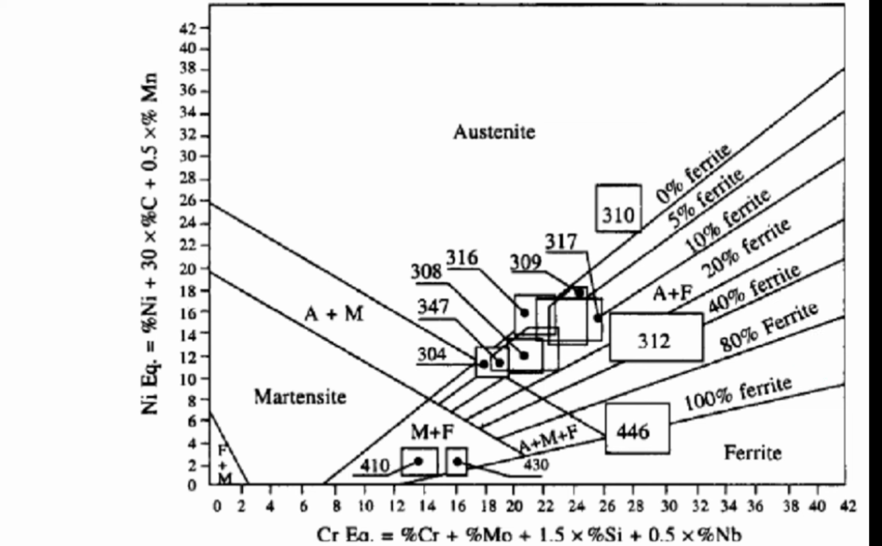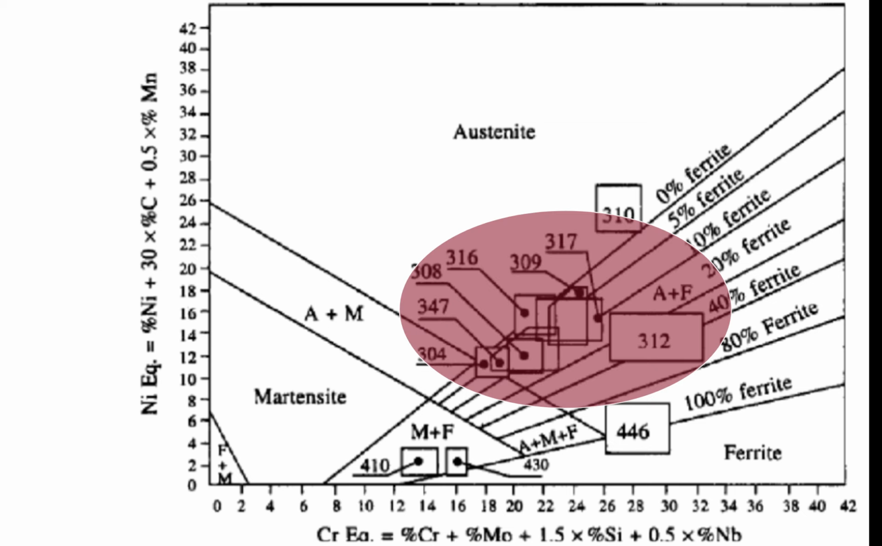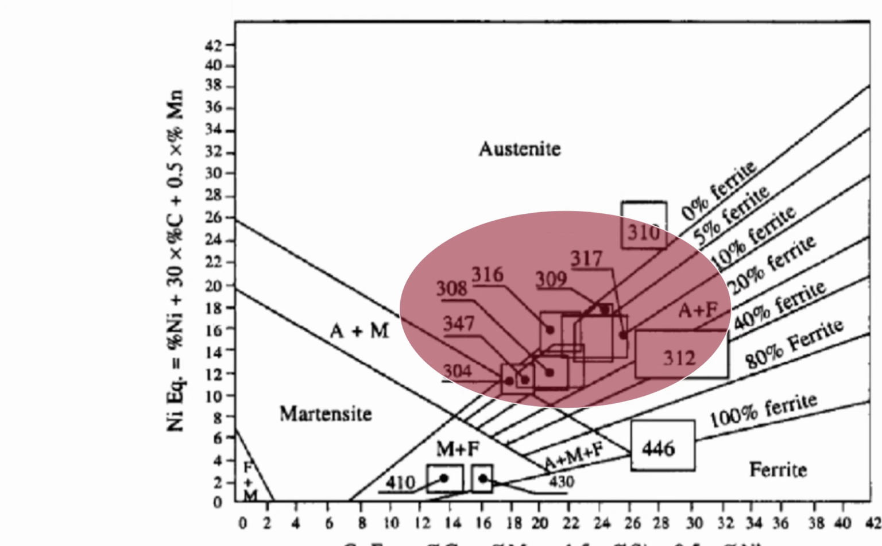When we are talking about austenitic stainless steel, these are non-magnetic, with excellent corrosion resistance. So 316, 316L, 321, 347, 310, 309. These are all austenitic stainless steel. They are non-magnetic and excellent in corrosion resistance.